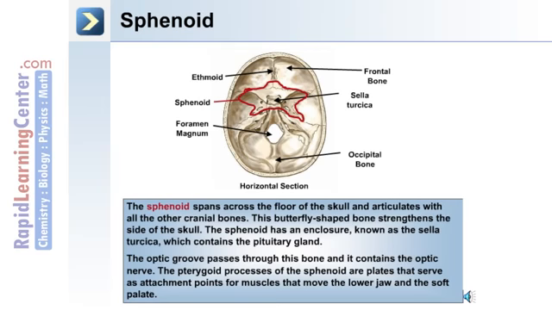The sphenoid bone is a bat or butterfly-shaped bone that spans across the floor of the skull and articulates with all the other cranial bones. This bone strengthens the sides of the skull. It has an enclosure known as the sella turcica, which contains the pituitary gland. The optic groove passes through this bone, and it contains the optic nerve. The pterygoid processes of the sphenoid are plates that serve as attachment points for muscles that move the lower jaw and the soft palate.